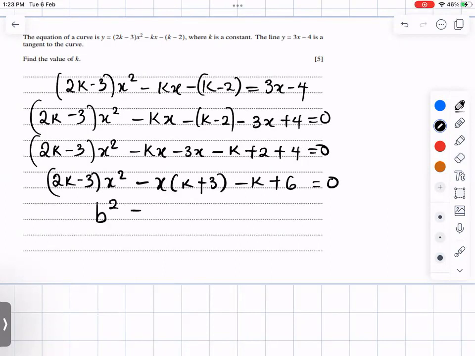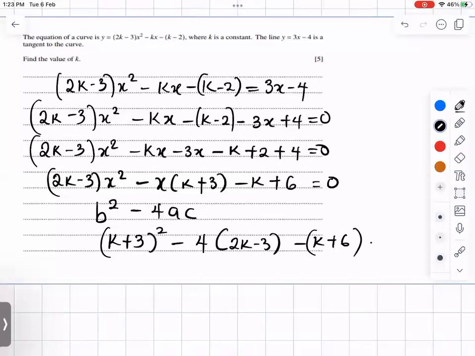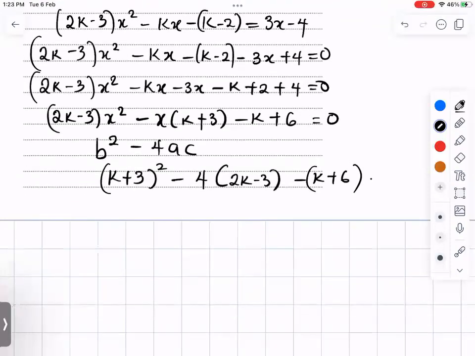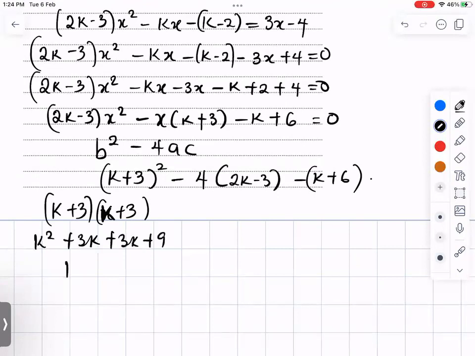Using our quadratic formula, b squared minus 4ac, our b is (k plus 3) squared minus 4, a is 2k minus 3, and c is what? Minus k plus 6. So this is what we have for this equation here. We go ahead to expand (k plus 3) squared. This gives k squared plus 3k plus 3k plus 9, so we have k squared plus 6k plus 9. Opening this bracket gives me minus 8k plus 12.